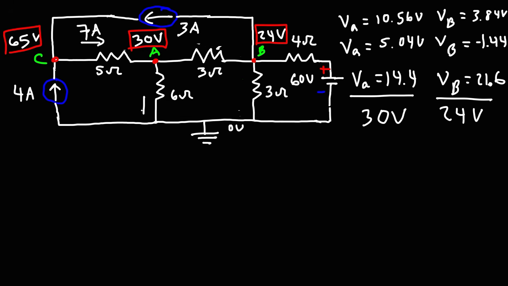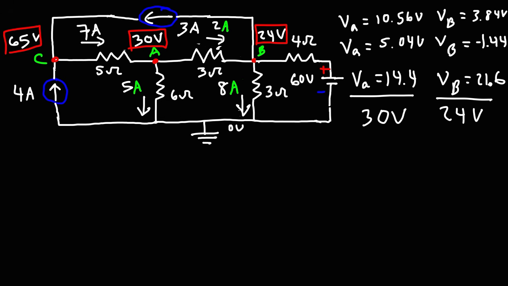So that's going to be at 65 volts. Now the current flowing through the 6 ohm resistor is going to be 30 volts divided by 6. So it's 5 amps. Now 7 minus 5 is 2. So there's 2 amps of current flowing through the 3 ohm resistor. And it makes sense because 2 times 3 gives us a voltage drop of 6, and 30 minus 24 is equal to 6. Now to calculate the current through the 3 ohm resistor, it's going to be 24 volts divided by 3 ohms. So that gives us a current of 8 amps.